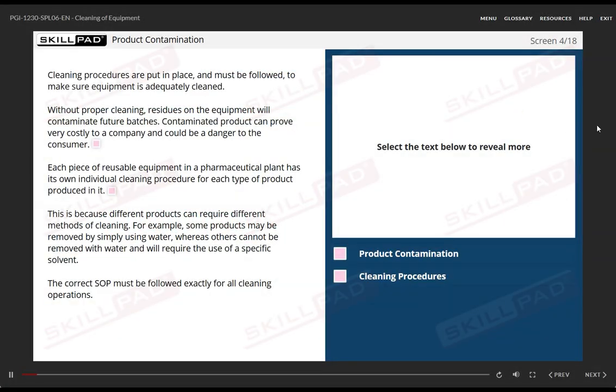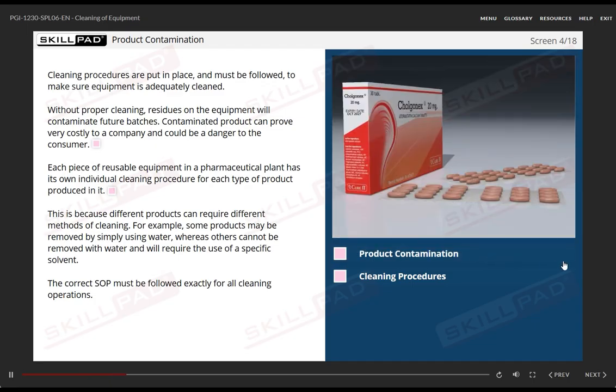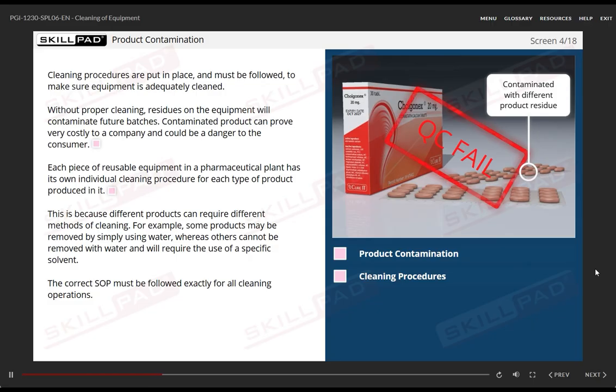Product contamination. Cleaning procedures are put in place and must be followed to make sure equipment is adequately cleaned. Without proper cleaning, residues on the equipment will contaminate future batches. Contaminated product can prove very costly to a company and could be a danger to the consumer.